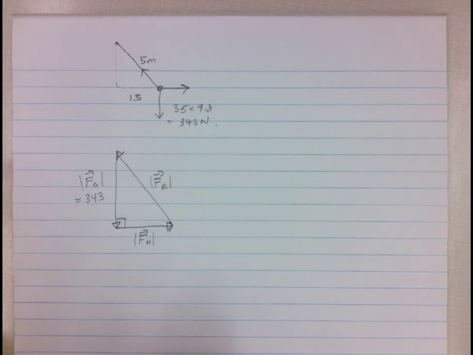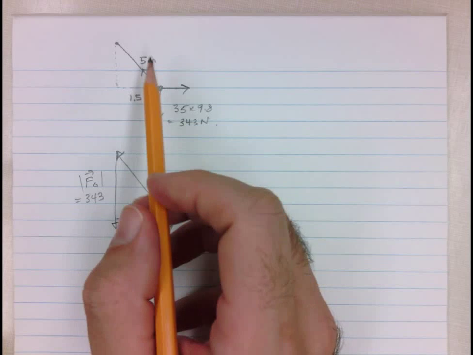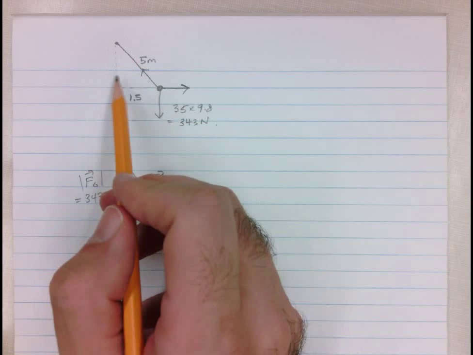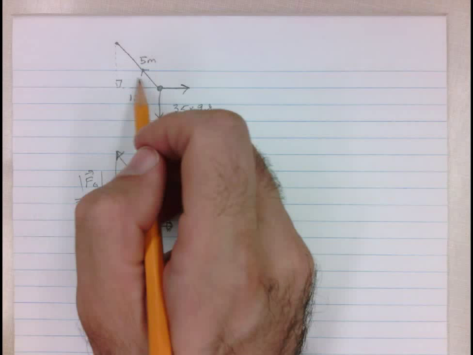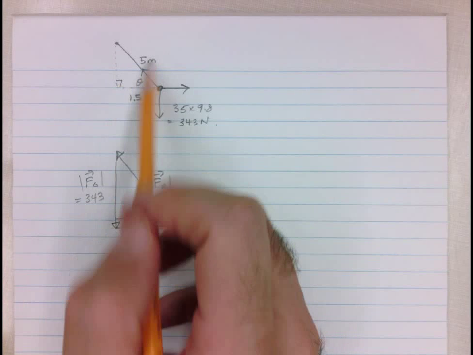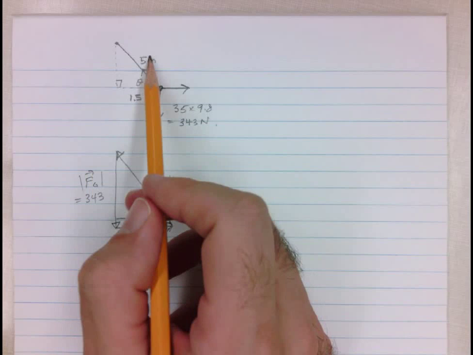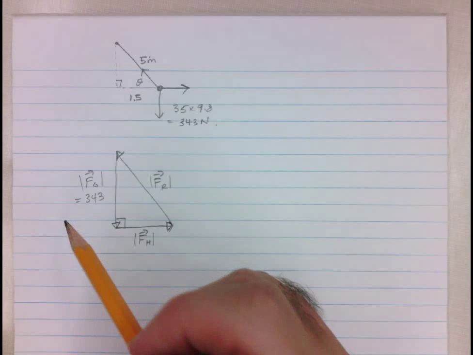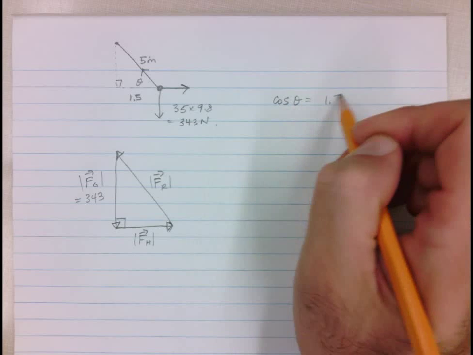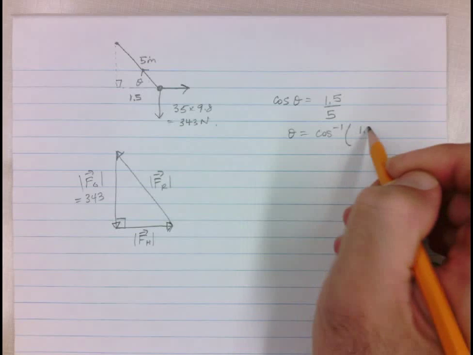One thing we are missing is the direction of this vector here, and this is where we can use the other information that's given, because we have information about a right angle triangle. So I can determine this angle here, which we'll call theta. Since it's a right angle triangle and I know two sides, I can just use the trig ratios. Here I know the adjacent and hypotenuse sides of that triangle, so I can just use cosine. Cosine of theta is 1.5 over 5, and so theta is cos inverse of 1.5 over 5.